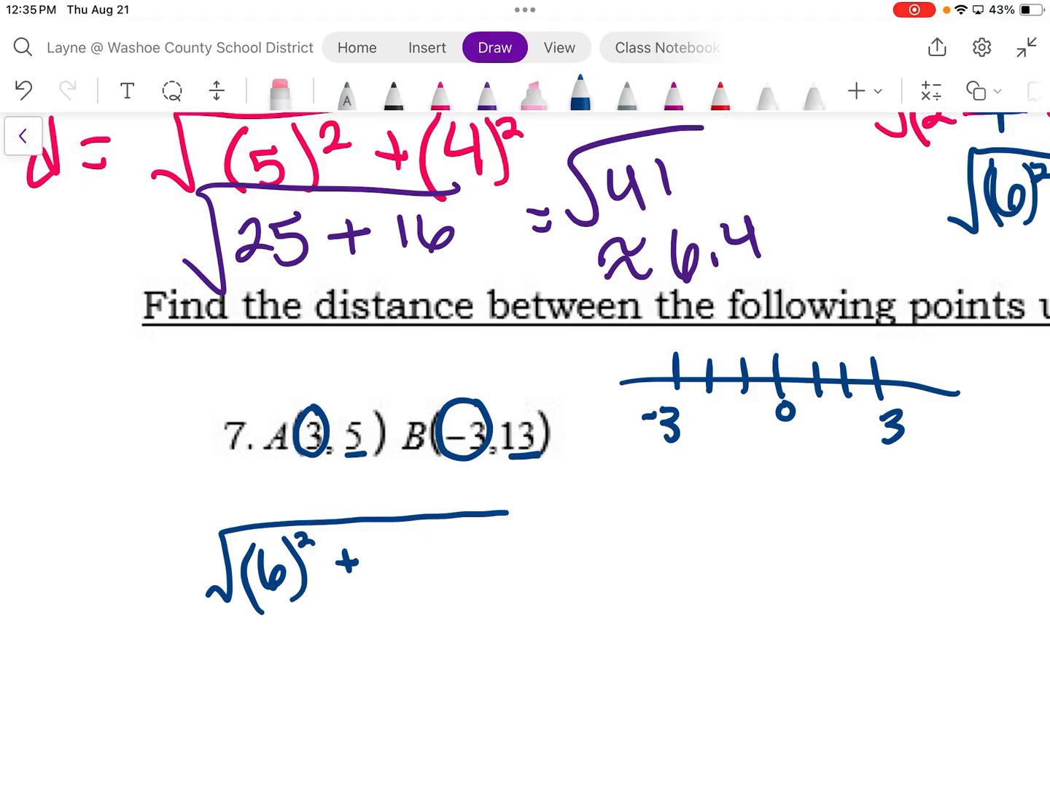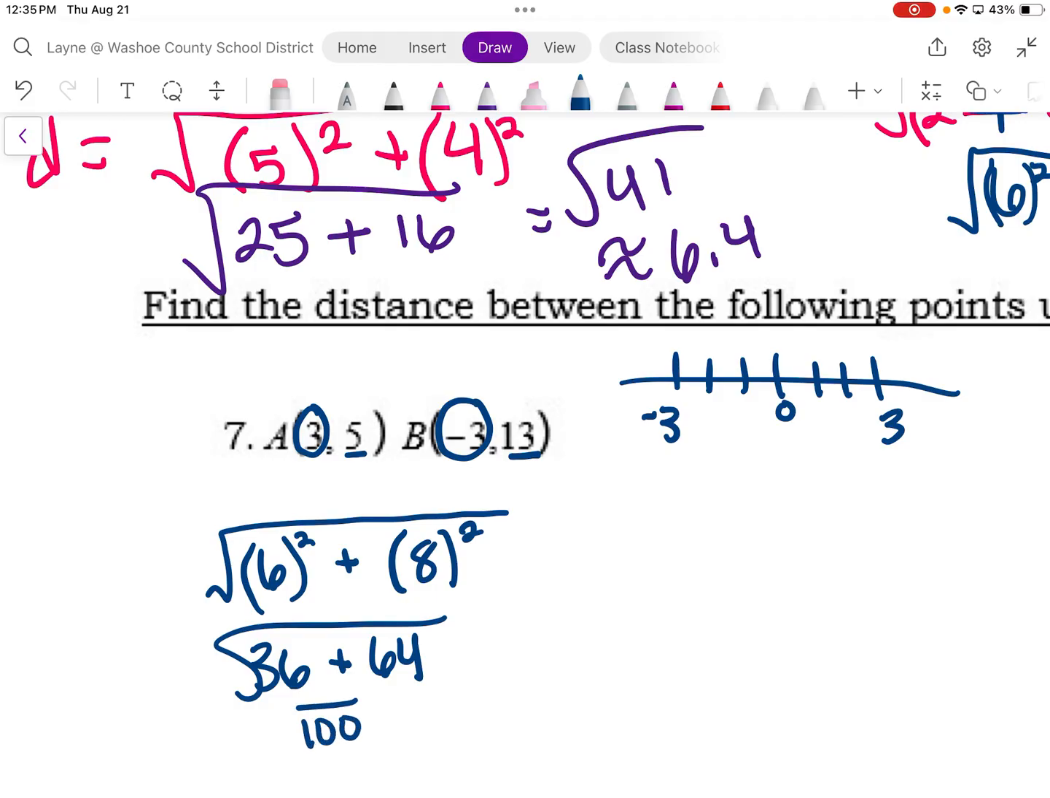How far apart are 5 and 13? The way we find that is by subtracting them. 13 minus 5 is 8. They are 8 apart from each other. 6 squared is 36. 8 squared is 64. Add those together, we get 100. Square root of 100 is 10. Now, this might be easier to do when you have a picture, because you can draw your triangle. It makes it a little easier to do.